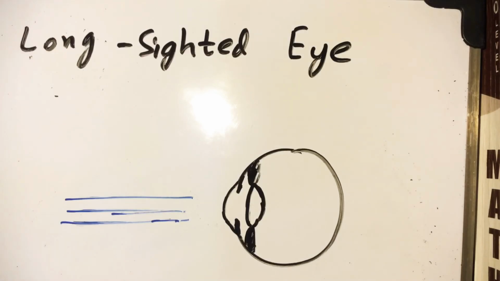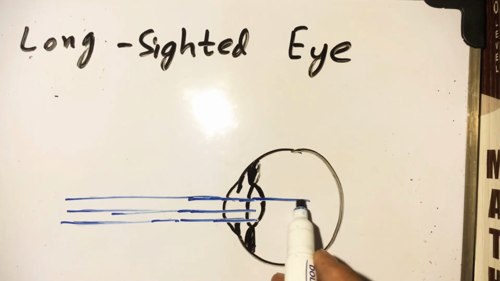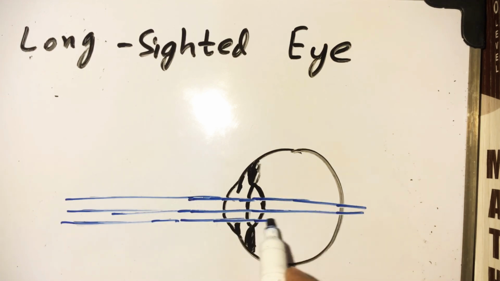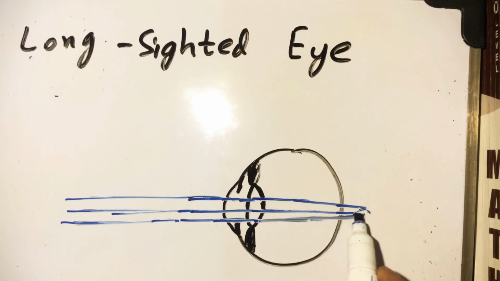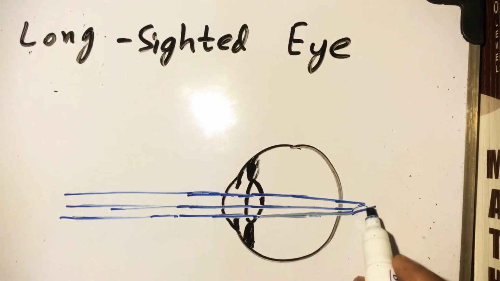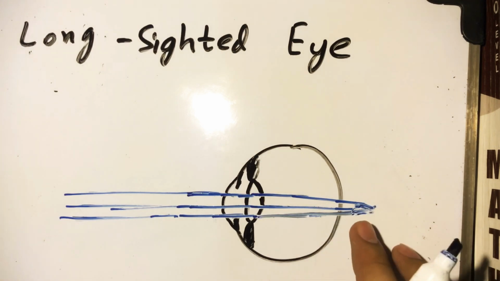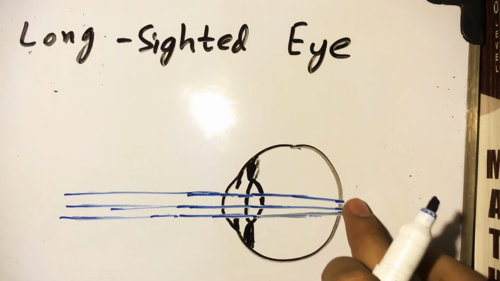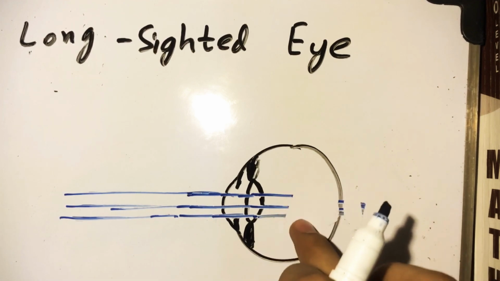A long-sighted eye is one which can see distant objects but cannot see near objects. This is because the lens causes too little refraction, and the rays converge behind the retina. So showing that first. The rays converge behind the retina like this. Now for this, we will use a converging lens.